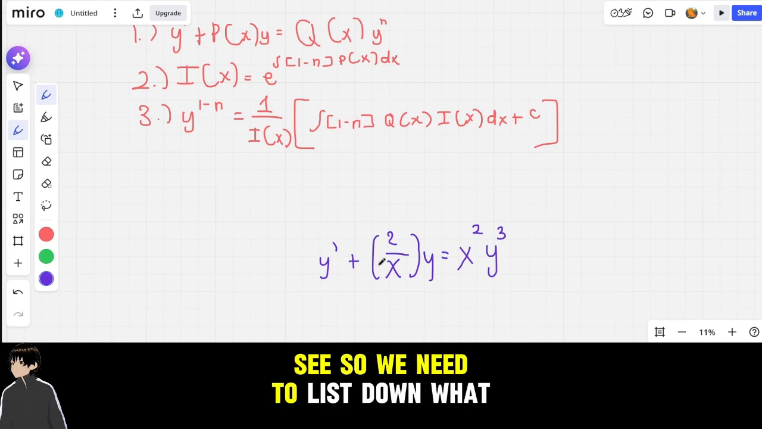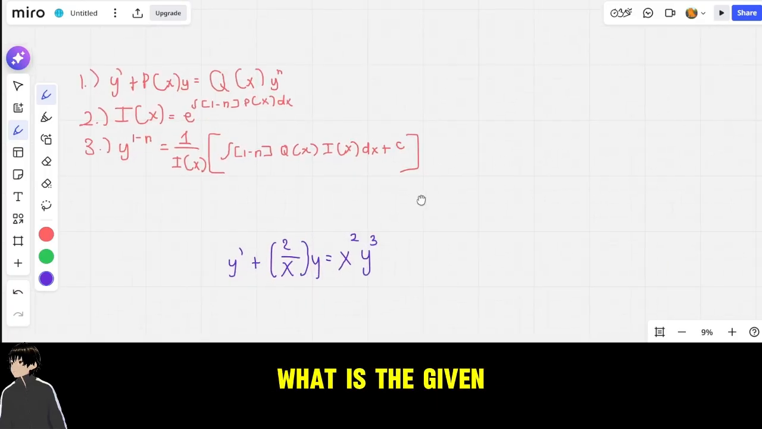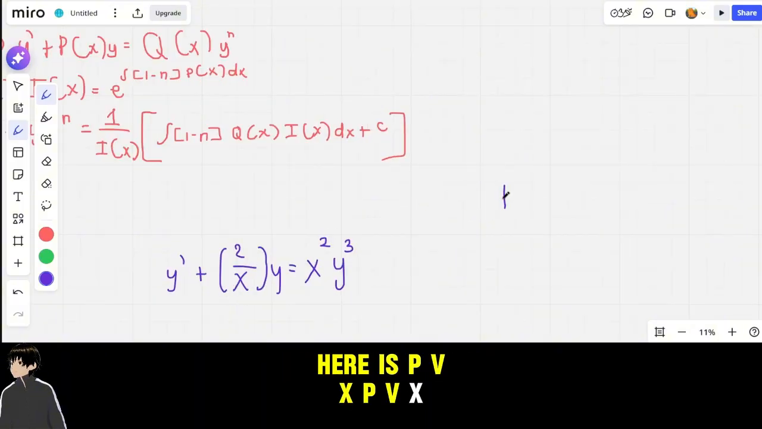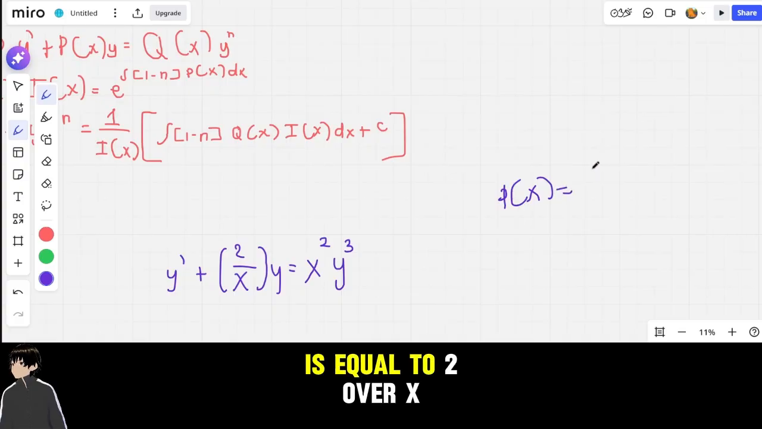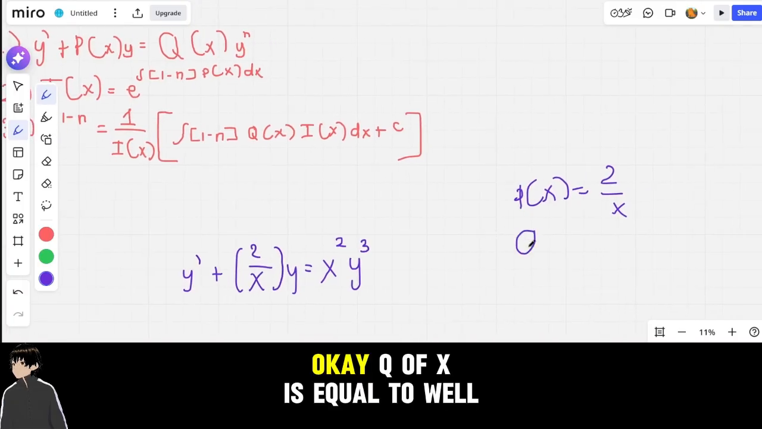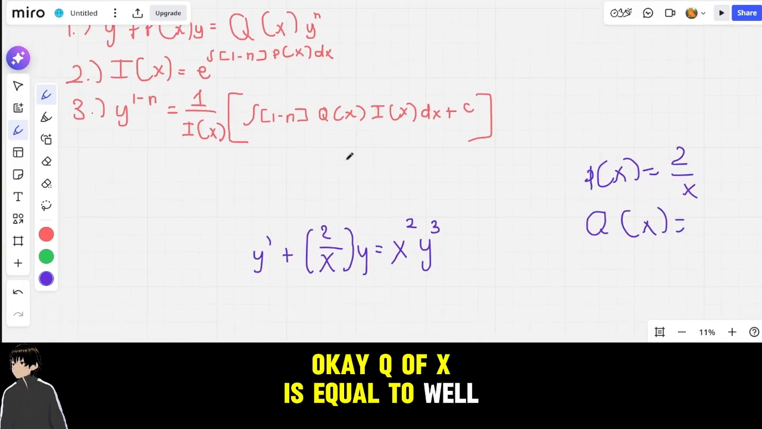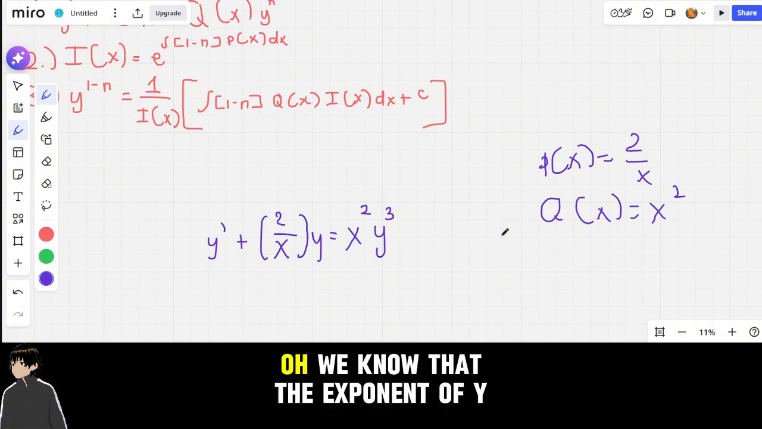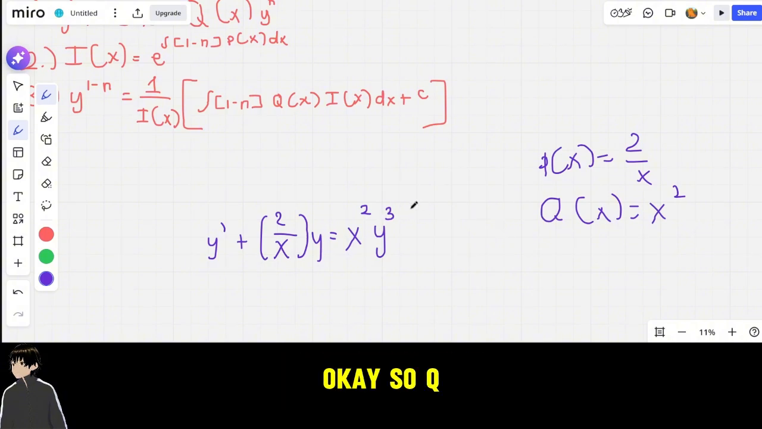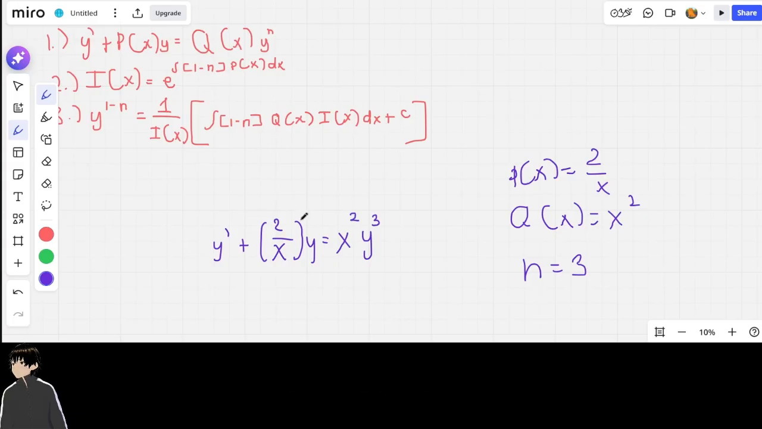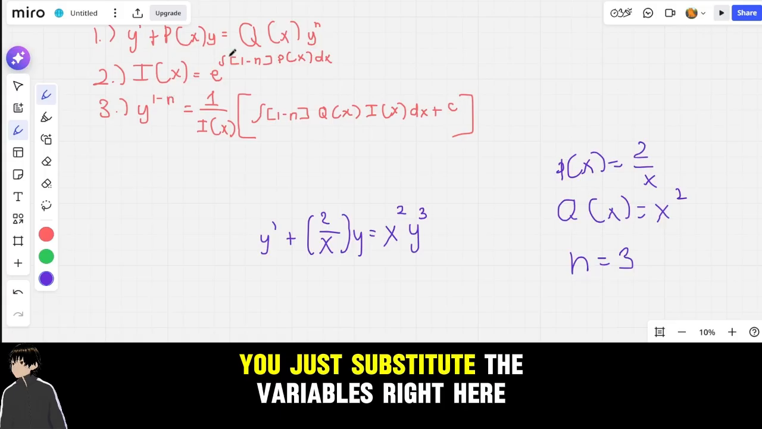So we need to list down what we've got already. What is given? We know that p of x is equal to 2 over x. How about q of x? q of x is equal to x squared here. How about n? We know that the exponent of y is 3, so cube. So n equals 3. Those are the three things that we need to get from the problem. Now we need to get the integrating factor. You just substitute the variables right here.